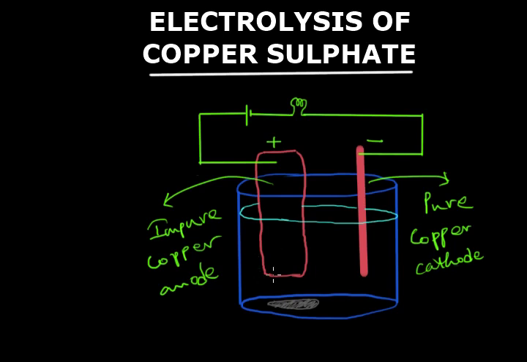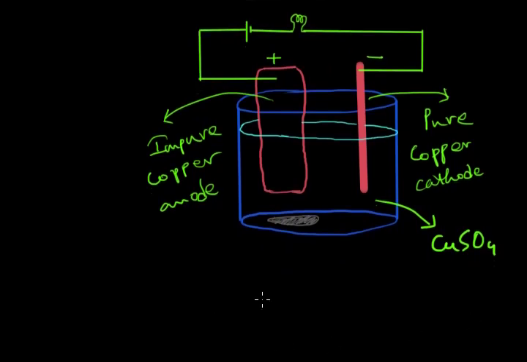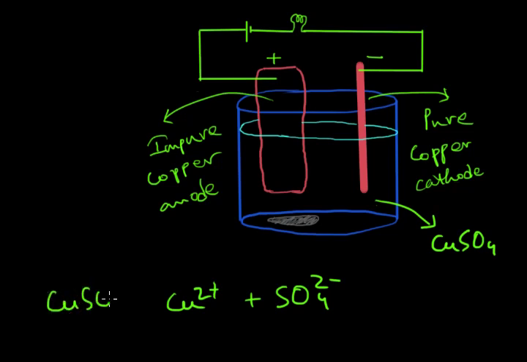The electrolyte which is used in this case is copper sulfate solution. This is CuSO4. Now the copper sulfate solution ionizes to Cu2+ and SO4 2-.